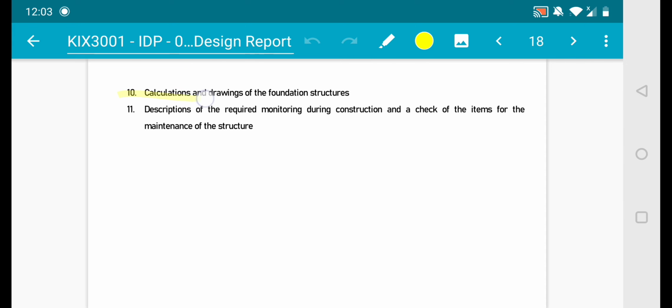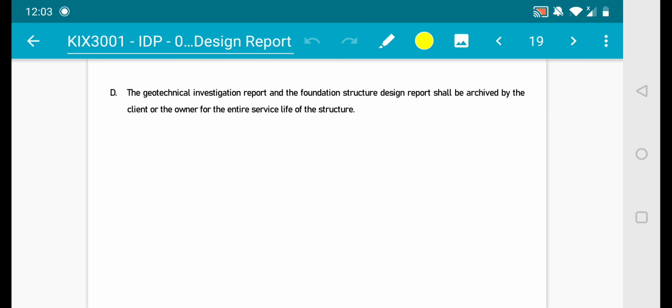And 10, calculation and drawing of foundation structure, which is important because this is the main core of your report. 11, description of the required monitoring during construction and a check of the item for the maintenance of the structure. This one, if you have, you can put. And lastly, the geotechnical investigation report and the foundation structure design report shall be archived by the client or the owner for the entire service life of the structure.